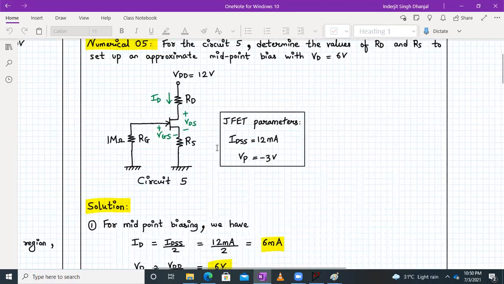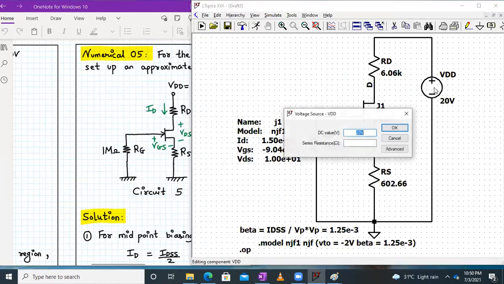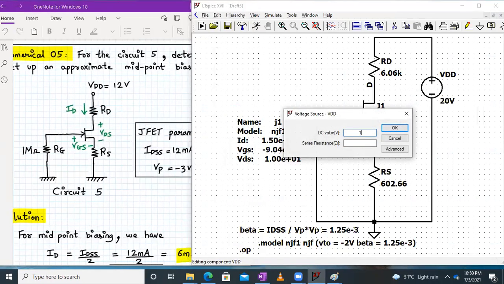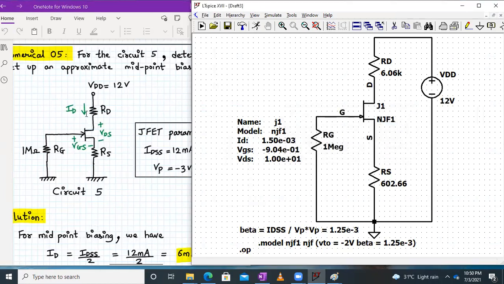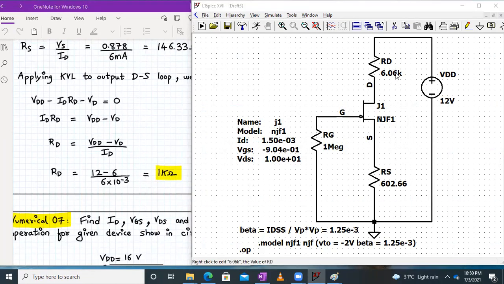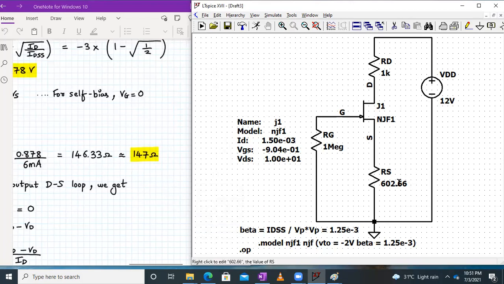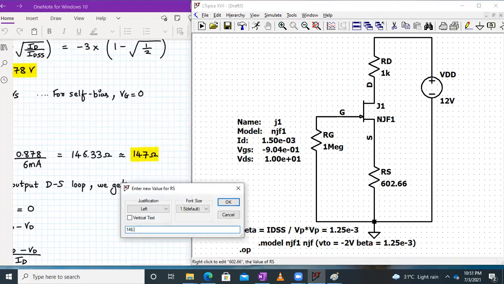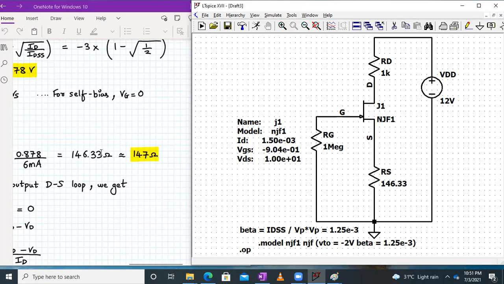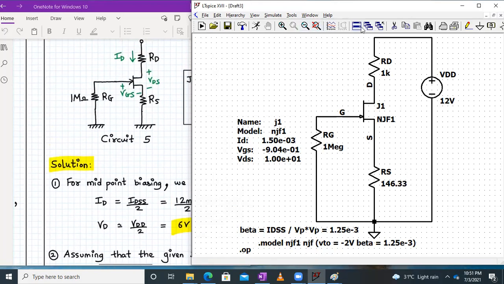Now let's plug in these values in the LT Spice and let's check it out. So over here, the VDD supply is 12 volt. The value of RD is coming out to be 1 kilo ohm. So we'll substitute 1 kilo ohm. The value of RS was 146. We can substitute the decimal points also. So let's put it as it is. And RG is 1 mega ohm as usual.